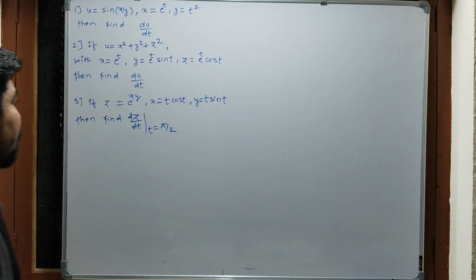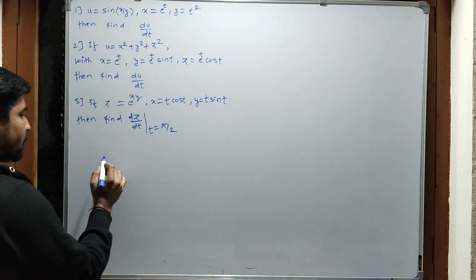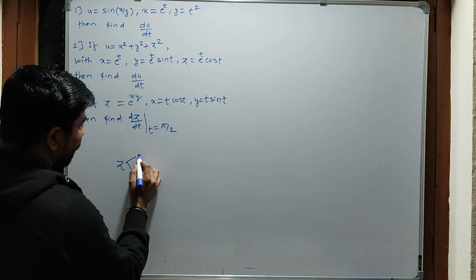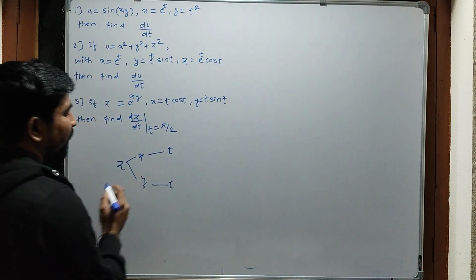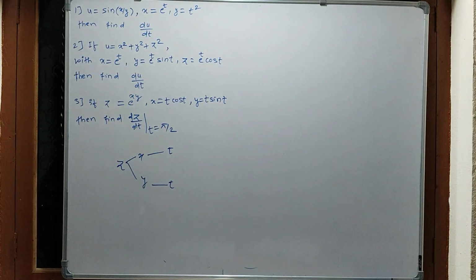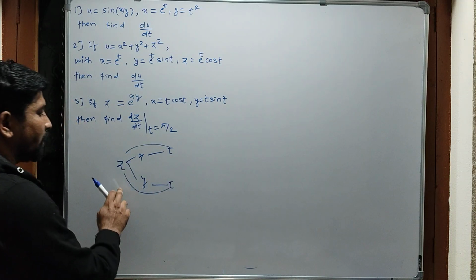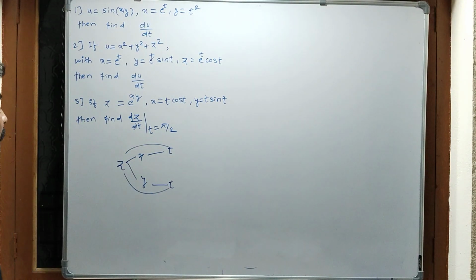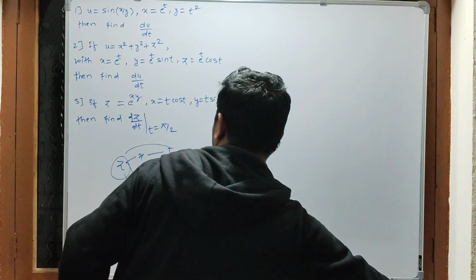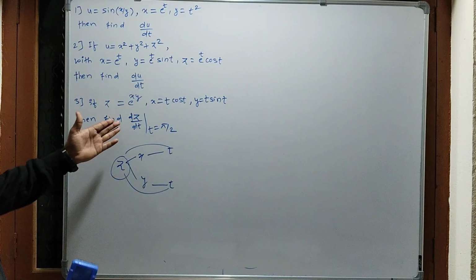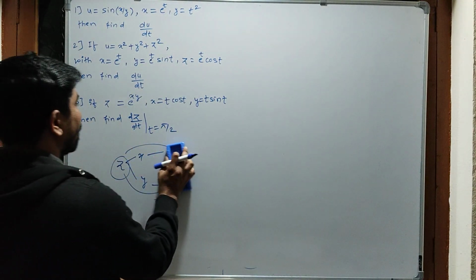In question number 3, z is a function of two variables x comma y, and x is a function of single variable t, and y is a function of single variable t. So through x, z is a function of single variable t, and through y, z is a function of single variable t. So this z is a composite function of single variable t. According to the definition, we have to find the total derivative of z with respect to t at t equal to pi by 2.